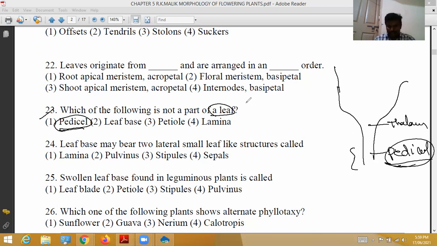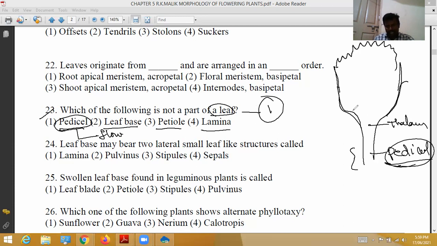So for the 23rd question, the correct option is 1. It is not a part of leaf base. It is not a part of petiole. It is not lamina. Pedicel is a part of flower. So this is a flower part. 23rd question, correct option is 1.